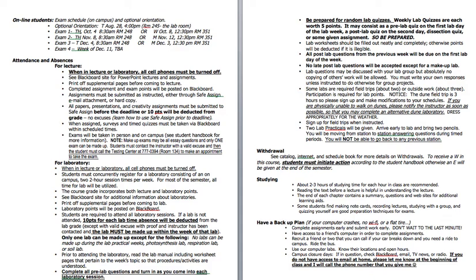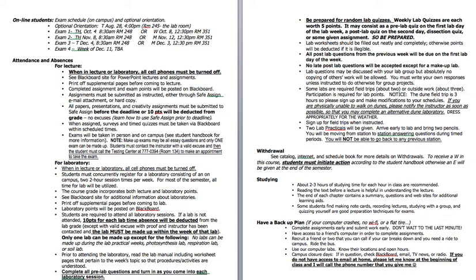We will have a dune field trip at the end of September. So if you are physically unable to walk on the dunes, please let me know as soon as possible so that I can give you an alternative dune laboratory. Also, dress appropriately. It can be 90 degrees or it can be 50 degrees and raining. So make sure that you're ready for a hike, because it is indeed a hike.